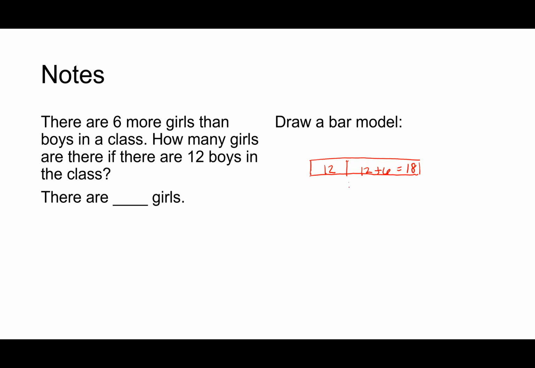Okay, and we want to know how many girls there are. Actually, let's label these boys. Let's label these girls. And we said there are 18 girls. Is that easy peasy lemon squeezy? It's pretty easy. Is there another way we could draw this model? We could draw a comparison model if we wanted. We would do that like this: boys, 12, and girls.